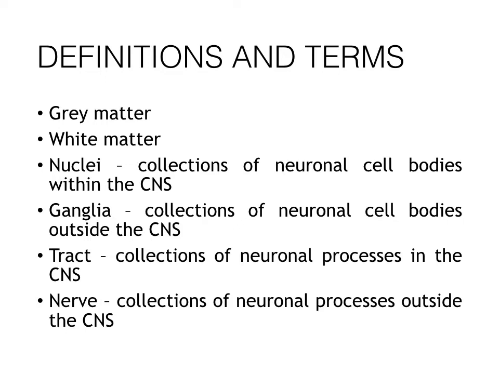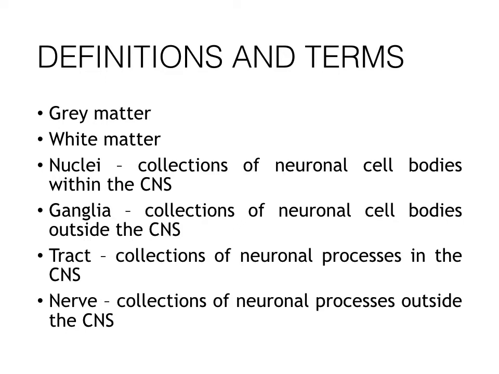When you see the cut section of the spinal cord, the gray matter is present in the center and the white matter is present in the periphery. When you see the brain, that is exactly opposite, where you can see white matter is present in the center and the gray matter in the periphery.